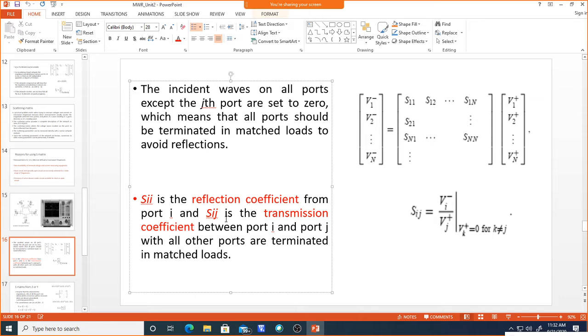And the transmission coefficient means how much power is delivered from one port to the other port, that is, how much power is transmitted from port 1 to port 2, or port i to port j. In general, if you take any port, i and j vary from 1 to N. Make sure that while calculating the reflection and transmission coefficients, as I said, all other ports should be terminated with the matched load to avoid reflection from those ports. That is very important in characterizing these S parameters.